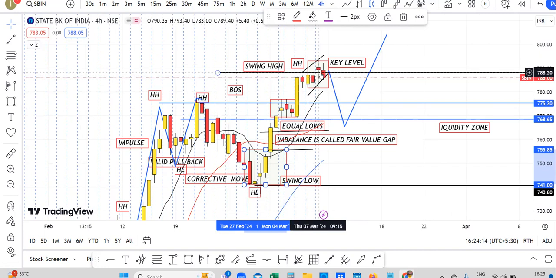These are key levels. So like this, in smart money concept, we are going to identify the market structure to make a trade plan. We are going to see the direction of the market, whether it is an uptrend or downtrend.